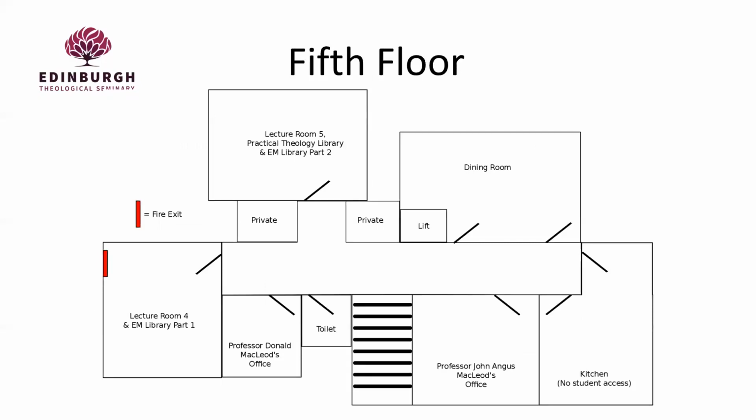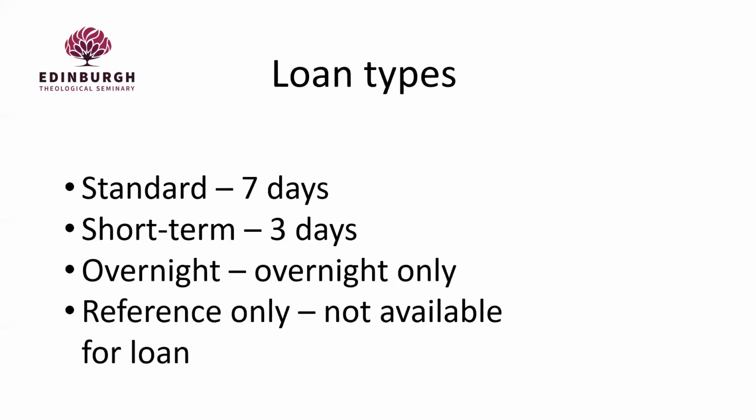At ETS, we use 3 main loan types: standard, short-term and overnight. Standard loan is a single period of 7 days. Once the 7 days have expired, the book is liable to immediate recall. If you receive a recall notification, the book must be returned to the library immediately. The standard loan is not recalled. The maximum loan period is 21 days.